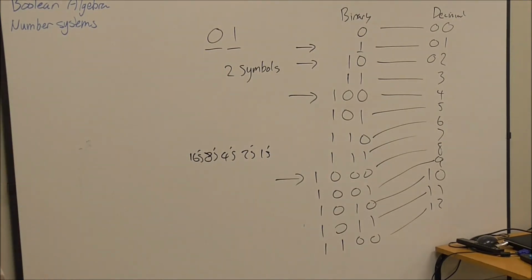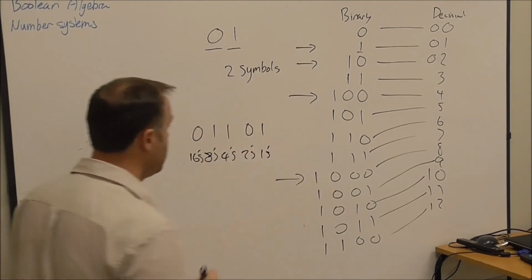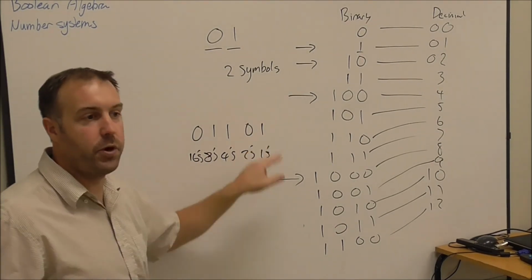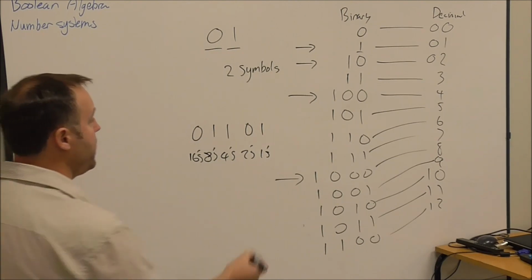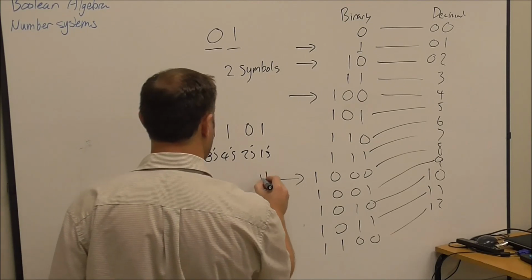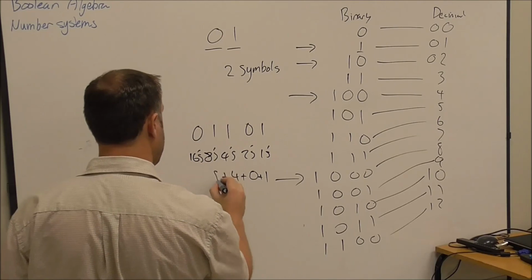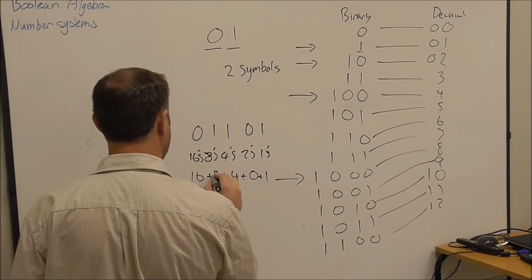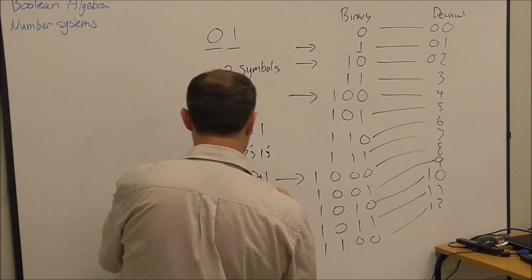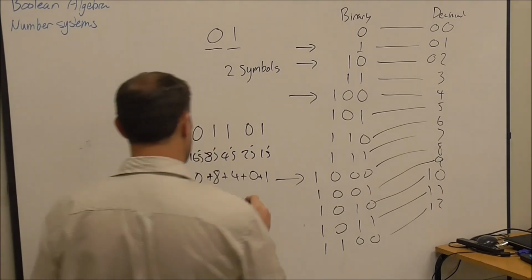Okay? And so, if I have a binary number, let's start with 1, just a random one. So there's my binary number with 5 digits. I can actually work out what its value is in decimal by simply adding up the place values where I've got 1s. So it's a 1. I've got no 2s. I've got one 4. I've got one 8. And I've got no 16s. So 8 plus 4 plus 1 is 13.